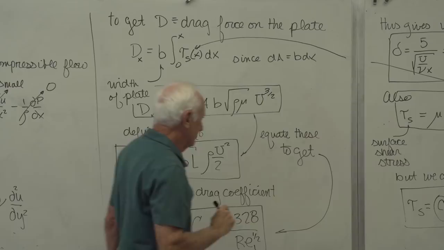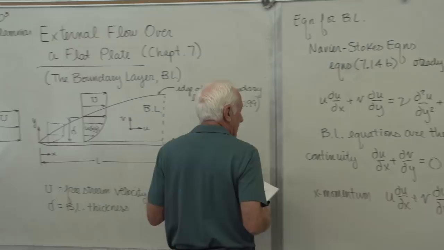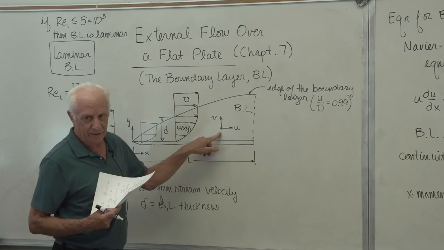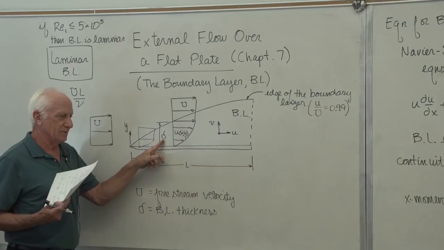So what can we find so far for the force, for the flow over a flat plate? Number one, if somebody asks us to find U and V, we can find that from the table I mentioned in the chapter. So we can find little u and little v at any x and y. Number two, we can find the boundary layer thickness delta at any x position.